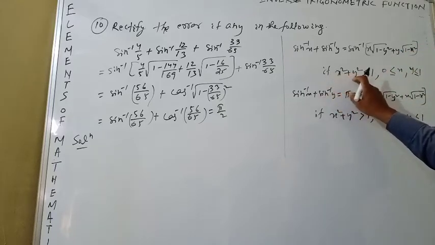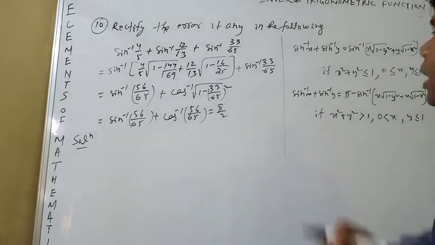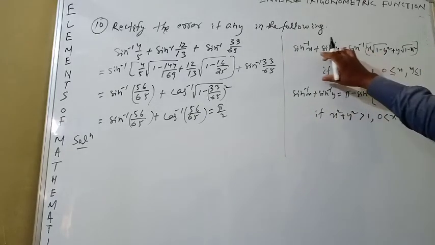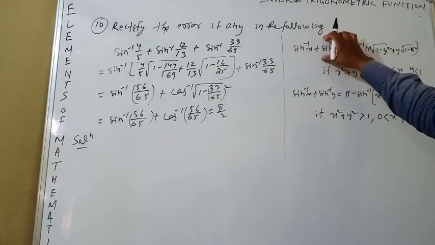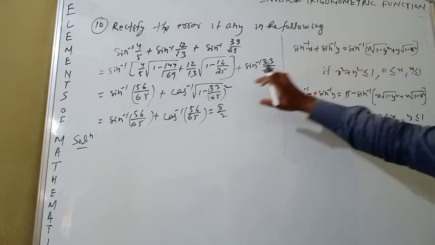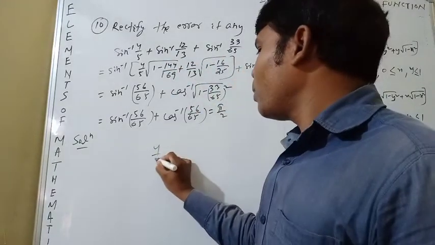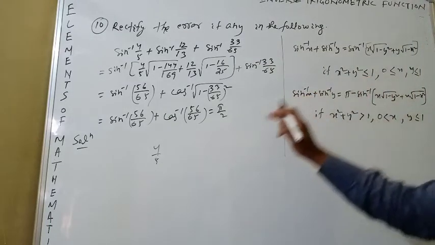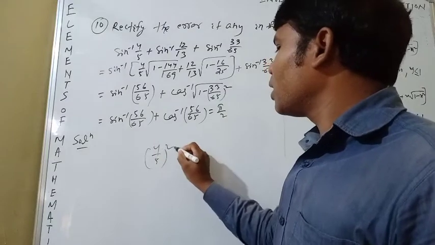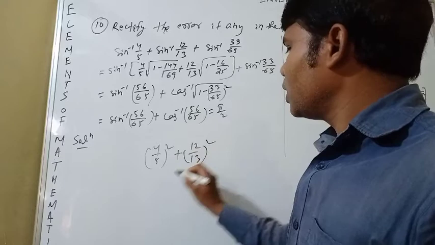This holds if x square plus y square is less than or equal to 1, with 0 less than or equal to x, y less than or equal to 1. We have to test whether this condition allows it; then we can apply this formula. Otherwise we cannot apply this formula. At first we test x square plus y square for 4 by 5 and 12 by 13, whether it is less than or equal to 1 or not. So 4 by 5 whole square plus 12 by 13 whole square is equal to how much?